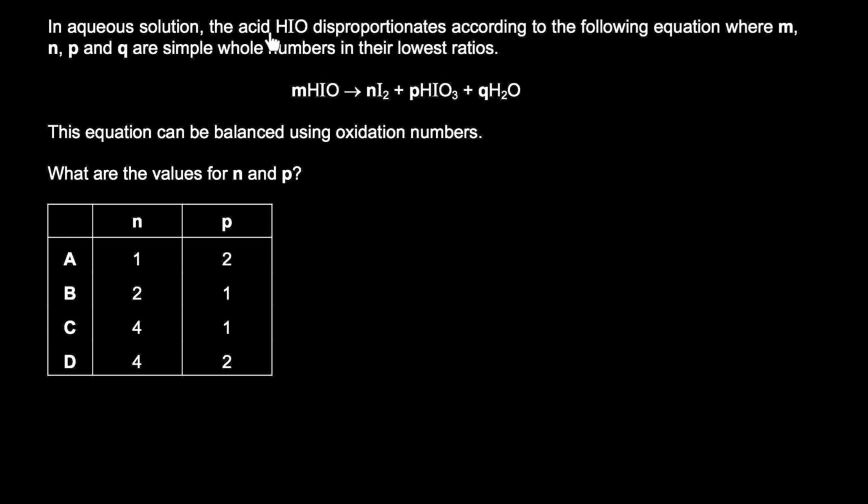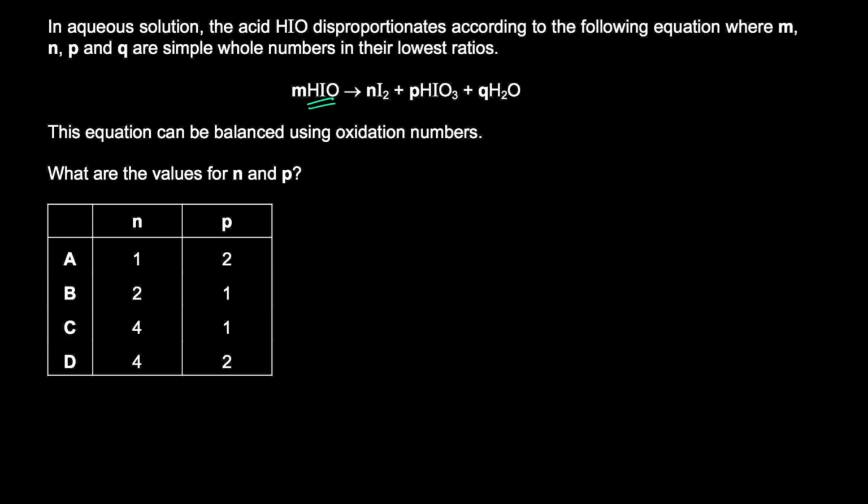In aqueous solution, the acid HIO disproportionates according to the following equation, where M, N, P, and Q are simple whole numbers in their lowest ratios. The equation can be balanced using oxidation numbers. What are the values for N and P? Now they've mentioned in the question that we have a disproportionation reaction, and HIO is disproportionating.